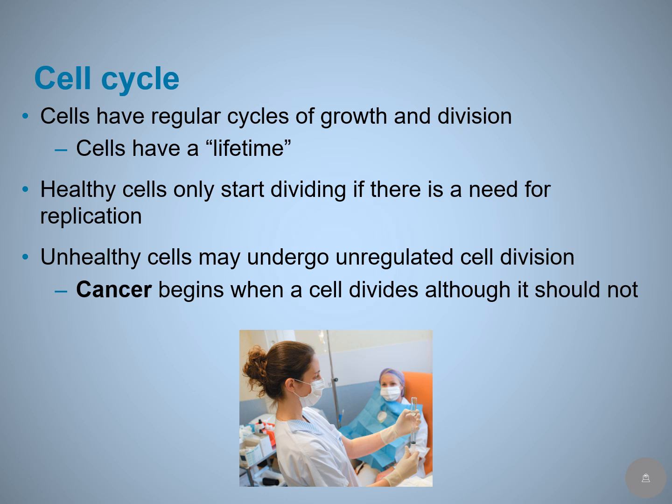If cells go through an unregulated cell division, meaning that they are just constantly dividing without any sort of control, that's typically what's going to be the foundation of cancer, because cancer means that these cells are not going through a controlled cell division and they're multiplying in large amounts without any sort of control to limit the amount that divide.